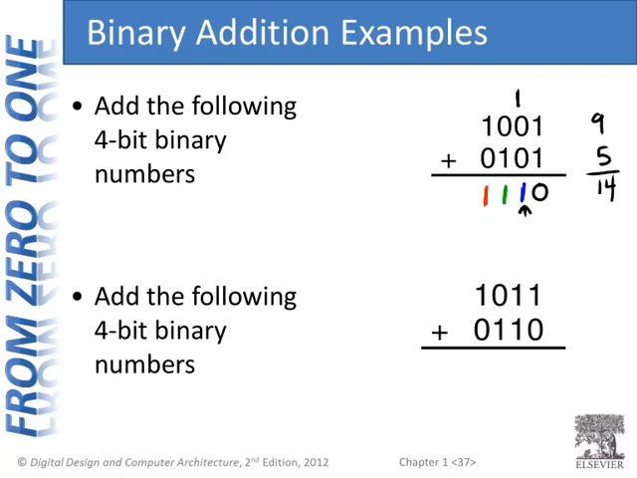1 in the twos place, 1 in the fours place, and 1 in the eights place. 2 plus 4 plus 8 is 14. Check, our addition worked out.